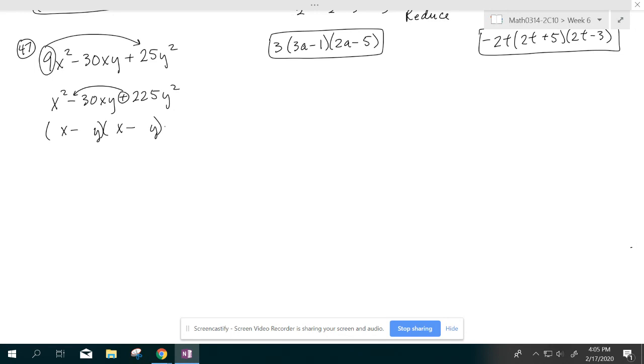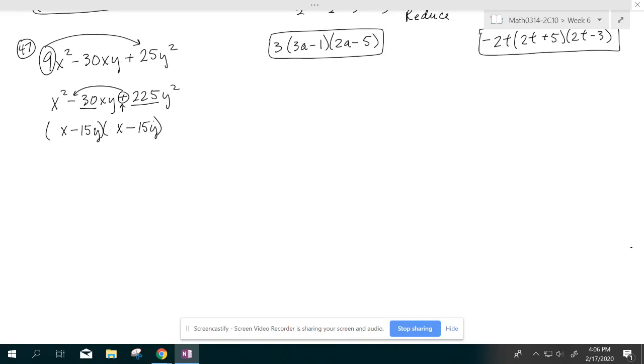And now for the big question. I'm going to need numbers that multiply to make 225 that add to make 30. Multiply to make 225, add to make 30. 15 and 15. 15 times 15 is 225. 15 and 15 makes 30.